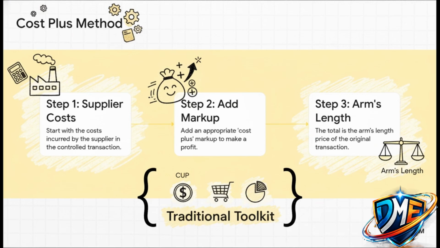And the logic here is just as clean. You figure out all the costs the supplier had. Then you add an appropriate markup for profit, the same kind of profit an independent company would expect for doing the same job. And that total, that's your arm's length price. So these 3, CUP, resale price, and cost plus, they make up the traditional toolkit. And you always look at these first if you've got the data.